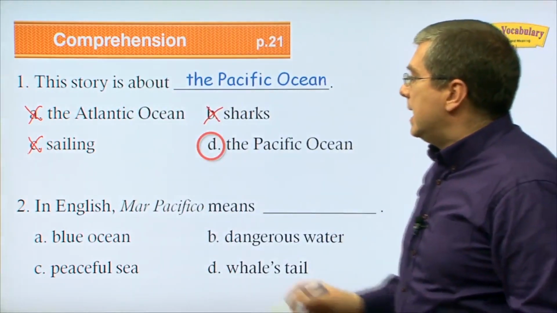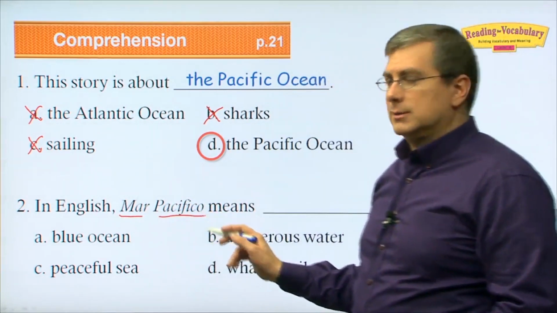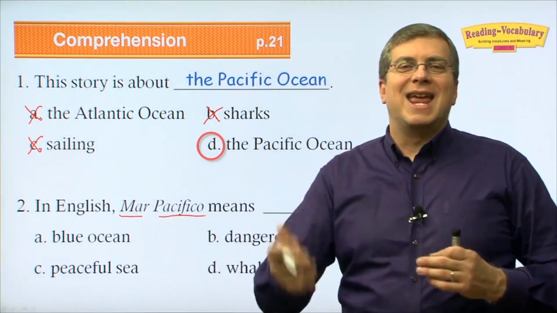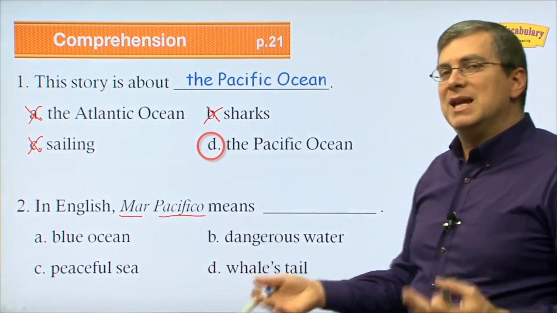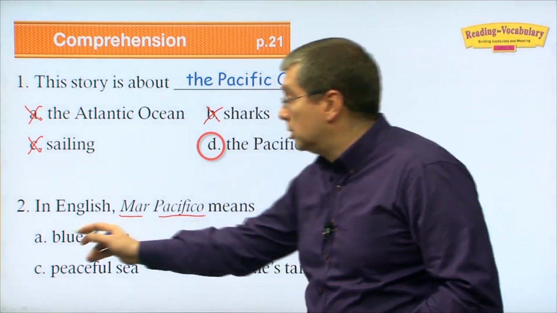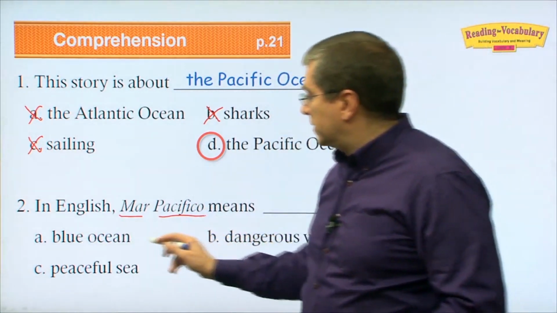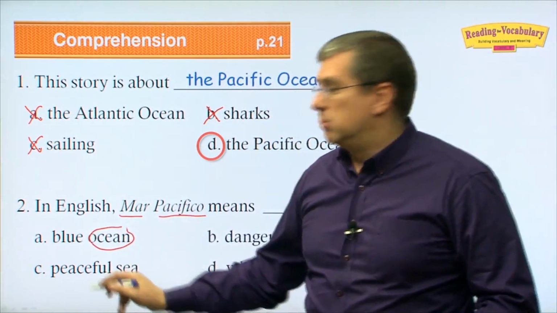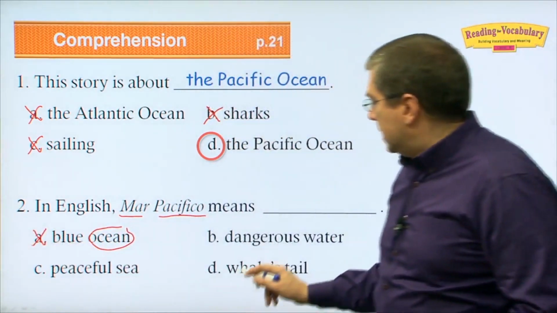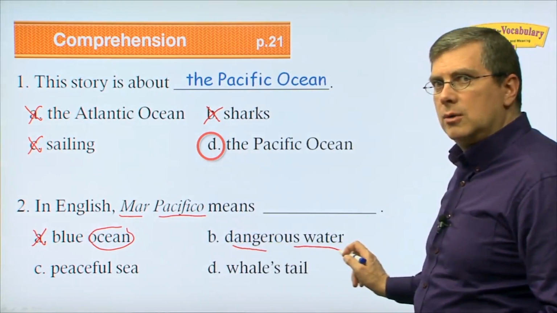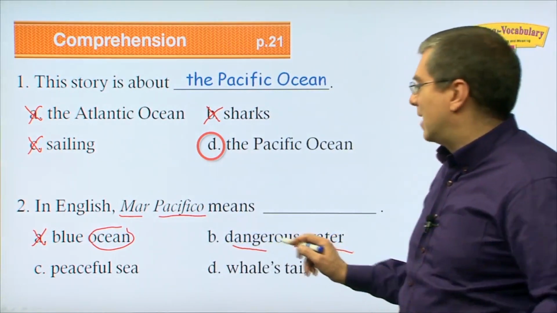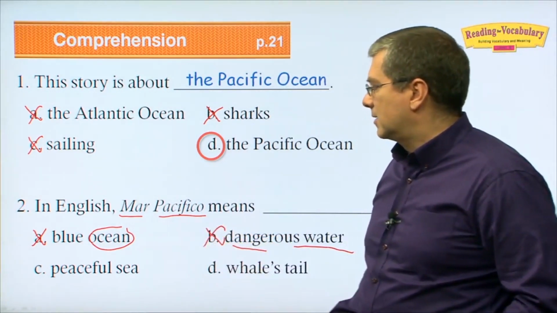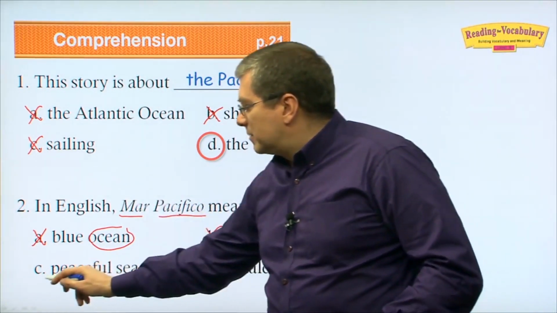Okay, number two. In English, Mar Pacifico means what? What did Ferdinand Magellan name the ocean and why? What does it mean in English? Does it mean blue ocean? Nope, it doesn't. Mar means ocean, but Pacifico does not mean blue, it means something else. Does it mean dangerous water, right? No, it's the opposite of that. Pacifico does not mean dangerous. That's not correct. Pacifico means peaceful.